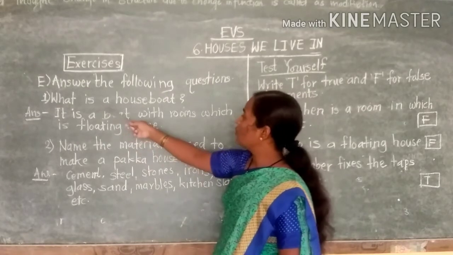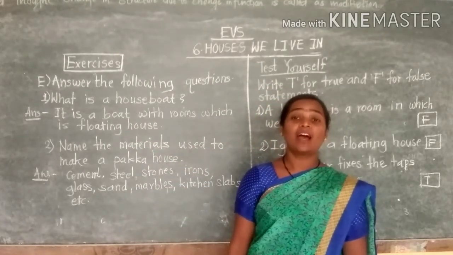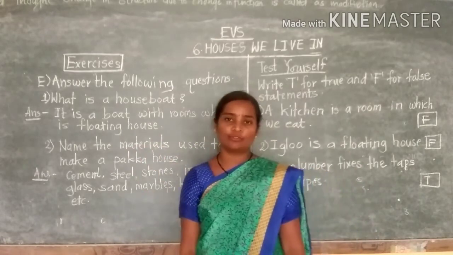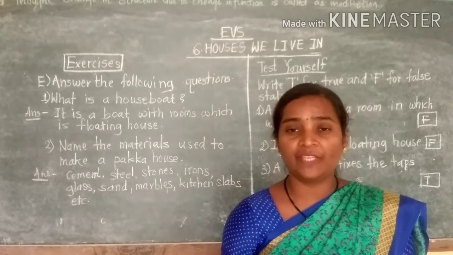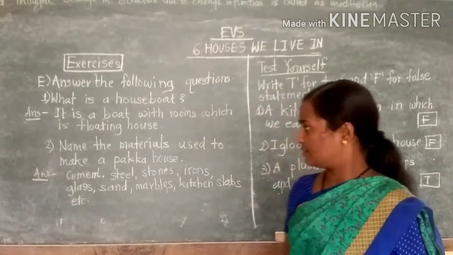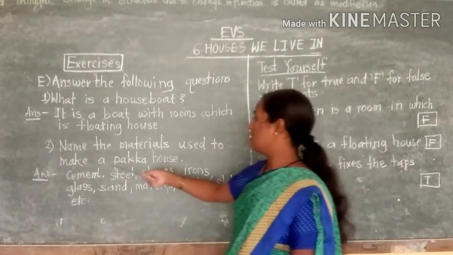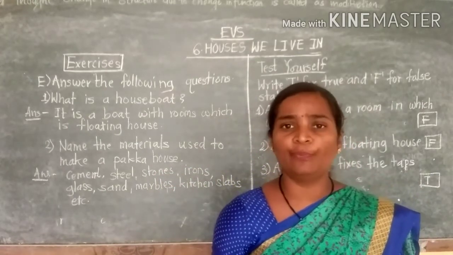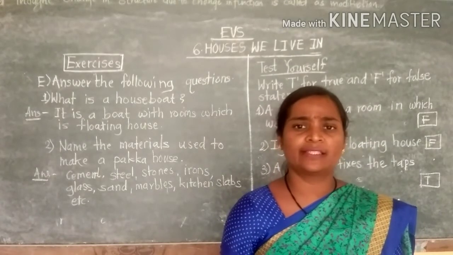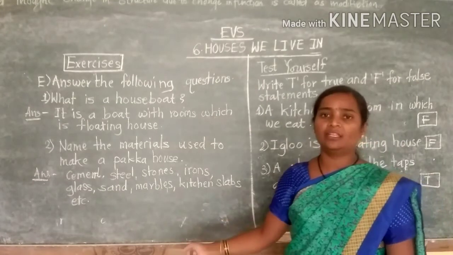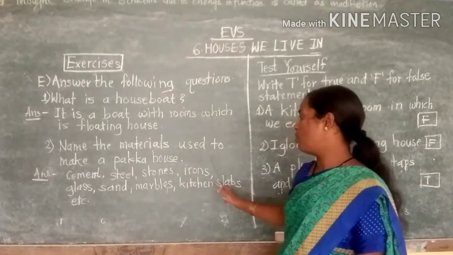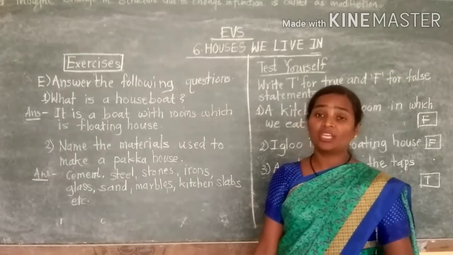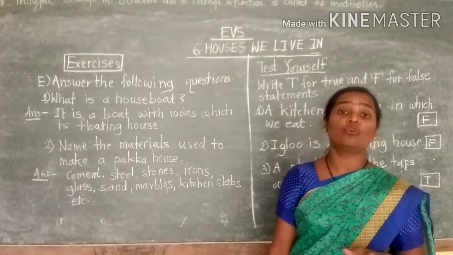First question is, what is a houseboat? The answer is, it is a boat with rooms, which is a floating house. Student, next question is, name the materials used to make a pakka house. There is a lot of material. You can point out or you can write some from this. I have written a few here: cement, steel, stones, irons, glass, sand, marbles, kitchen slabs, etc. You can write any more if you know about that.